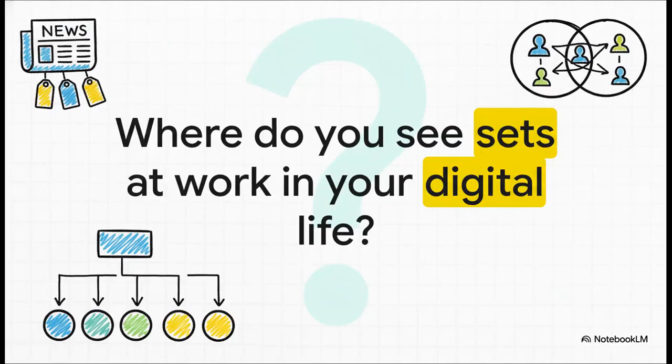And really, that brings us to the final thought. Once you know what to look for, you start seeing sets hiding in plain sight. Every time you see a list of unique tags on a blog post, that's a set. And like we said, when your social media app shows you friends in common, that's just a set intersection. So I'll leave you with this question. Now that you know the rules of the game, where do you see sets at work in your digital life?